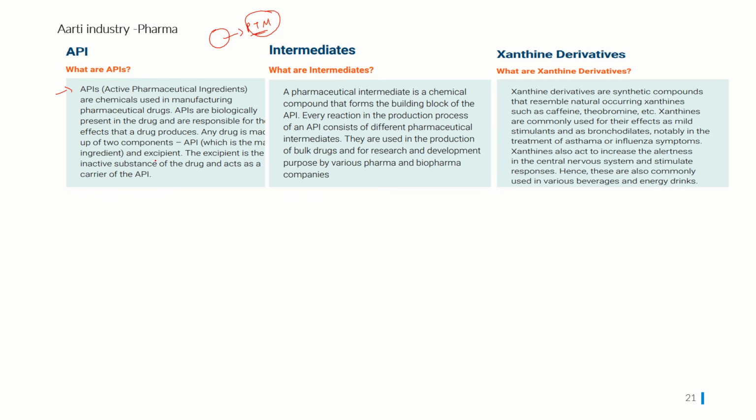Intermediates. Intermediates means, see, to produce API, you take raw material, whatever chemicals are required. To reach API level, you take it through multiple chemistries, right? Now, if anything is raw material but not converted into API, like at this stage, we'll call it an intermediate. So you can create APIs, and you can use raw material and create intermediates and sell them to some other companies also. And xanthine derivatives, xanthine is basically used in your energy drinks and treatment of some diseases.